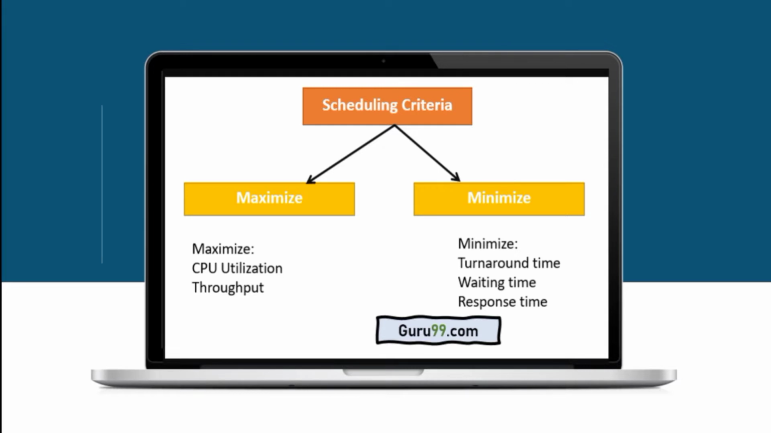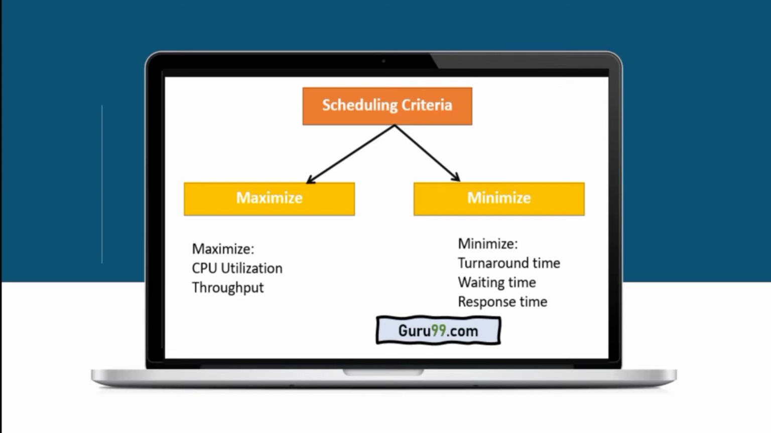In CPU scheduling, we also have the scheduling criteria, and that is the CPU utilization, the throughput, the turnaround time, the waiting time, and the response time. But it is divided by which particular criteria need to be maximized and which need to be minimized.